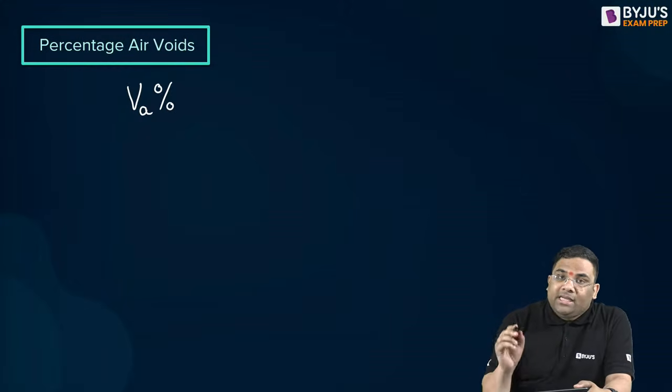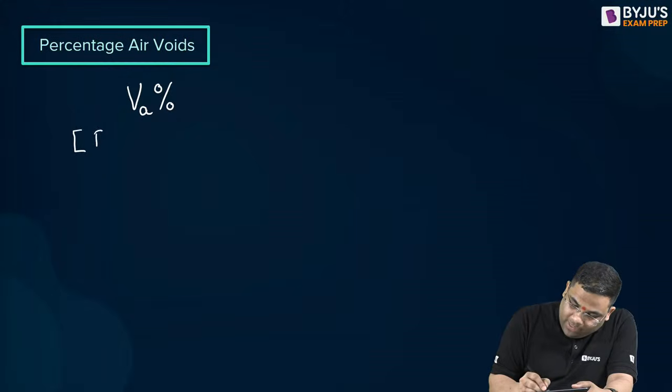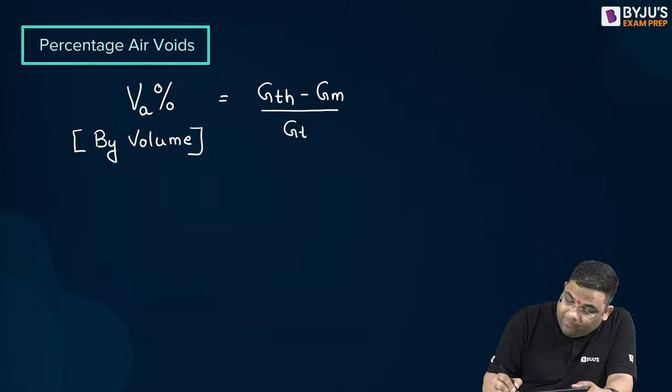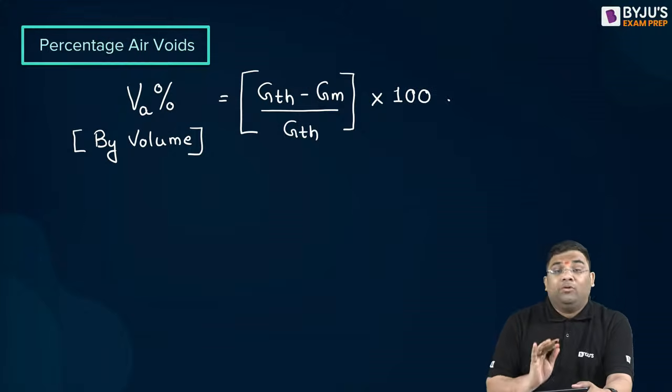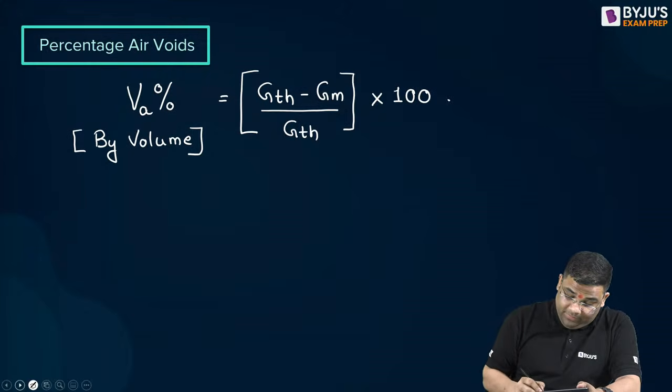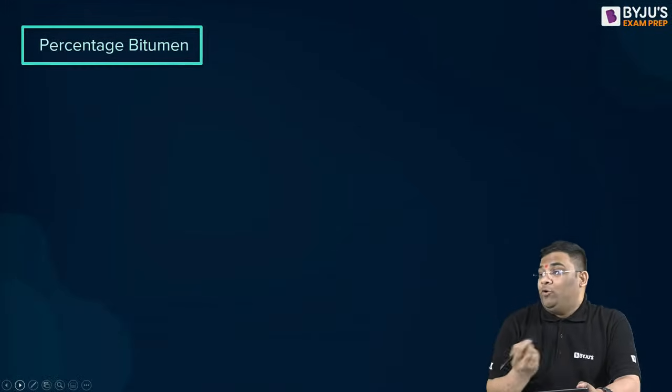So this percentage air void is by volume, right? It is by volume. Means volume of air by total volume. So this is nothing but G theoretical minus GM divided by G theoretical into 100. Understood, everyone? Very good. This is how we find out percentage air voids. The next term is percentage bitumen.